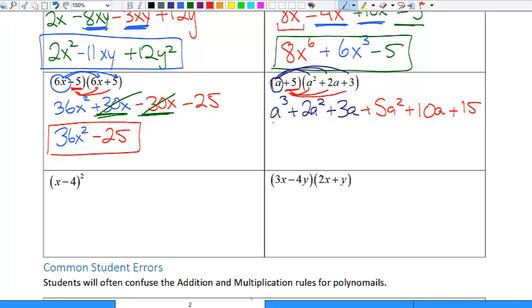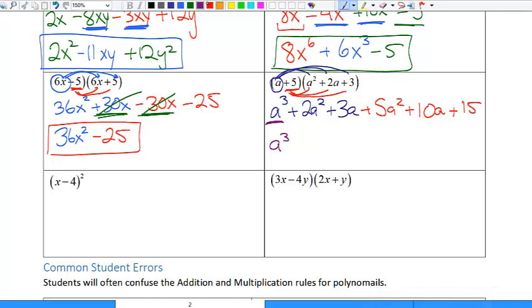15. So notice I have 1, 2, 3, 4, 5, 6 total terms there. Now that's a lot of terms, so be a little bit careful. I like to underline as I go to make sure that I've gotten all of my terms and I haven't missed one, especially when they have lots of them.